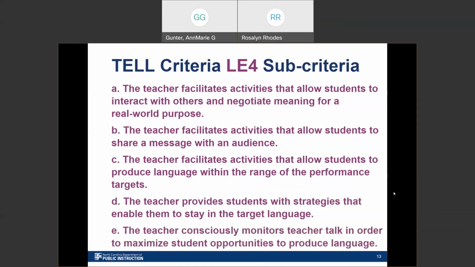And finally, E, the teacher consciously monitors teacher talk in order to maximize student opportunities to produce language. So we always have to be thinking about how much we're talking in a classroom versus how much we let students talk, and how do we balance that? How do we consider their needs and make sure that we're giving them opportunities to produce language in all of the things that we've looked at here with a real world purpose, in ways where they're interacting with each other, negotiating meaning, or sharing a message with an audience? How do we make sure we're supporting that production of language for them?